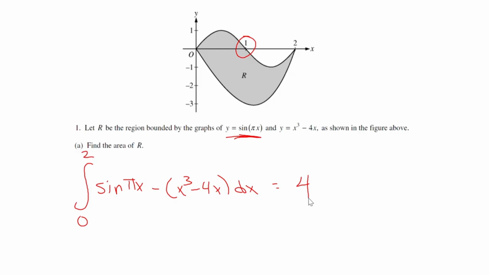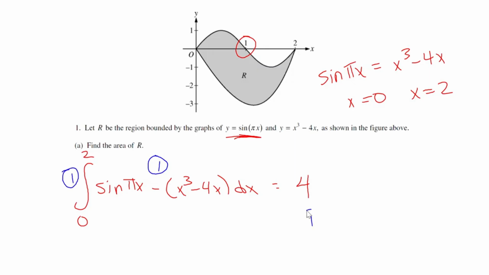And it's probably good for you to just write sine pi x equals x cubed minus 4x. That's true when x equals 0 and x equals 2, even though it's shown in the diagram. That way you have a little bit of work to show how you got those limits of integration. And they gave you 1 point for the correct integrand, 1 point for having the correct limits, and 1 point for the final answer.